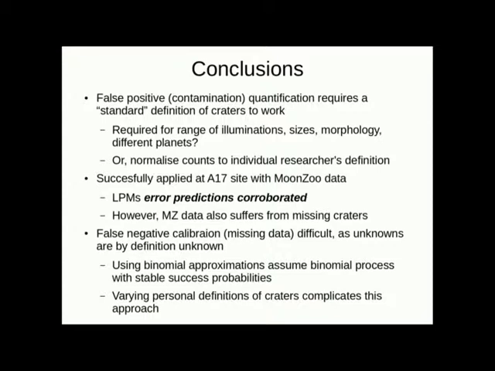Now, false negative calibration, dealing with missing data, is still difficult, as by definition an unknown missing data, if it's missing, it is unknown. But we can make some reasonable assumptions, say using binomial approximations. We can compute the markup efficiencies, and we've done this for experts and undergraduates. However, that does assume that there is a binomial process going on, and the lack of absolute ground truth means this is a difficult one to test.